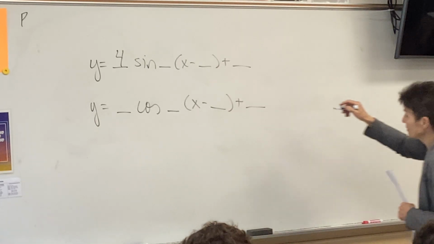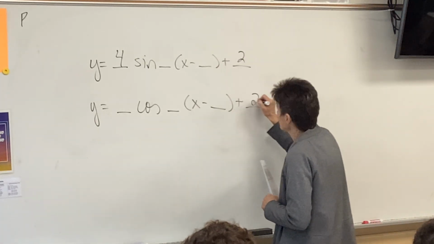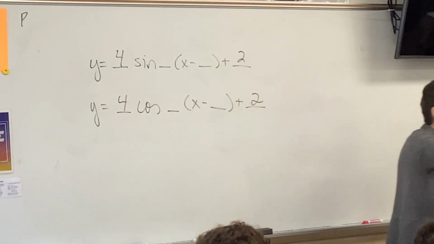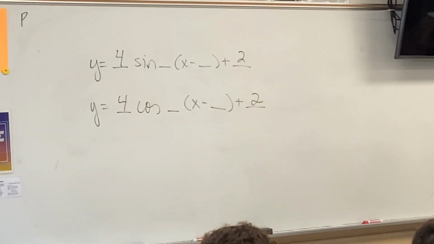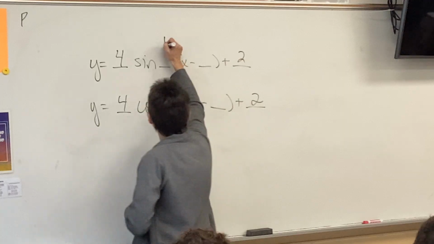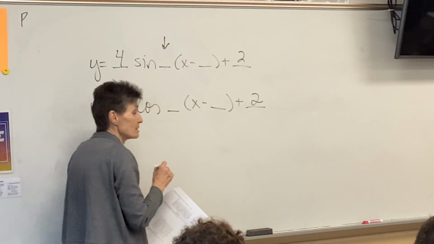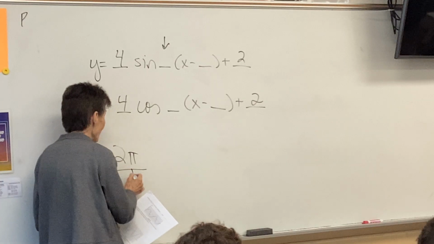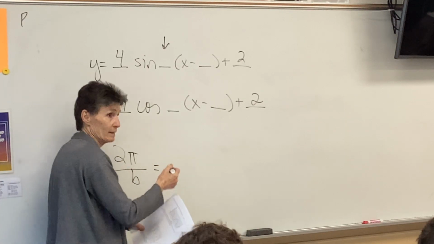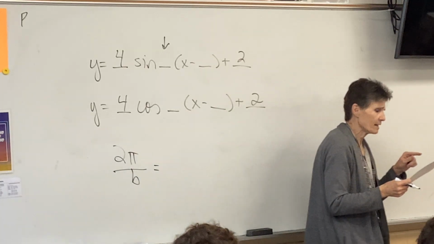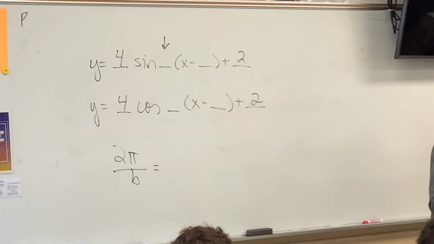So that's out here, that's your vertical shift. Okay, so far so good, I love it. Now what should I be looking at? Period. I need to know what this number is right here. I don't know what that number is, but I know 2 pi divided by it will give me my period, so I need to figure out what my period is. So let's see, can we figure out what the period is here?